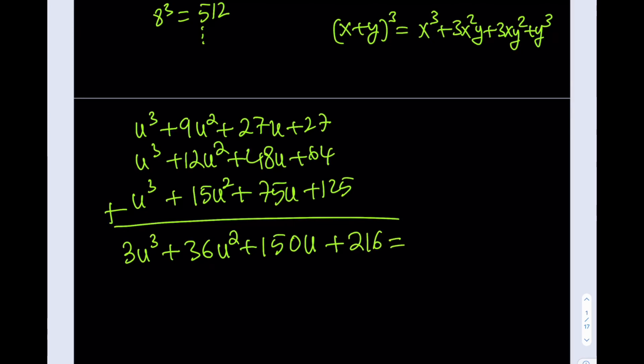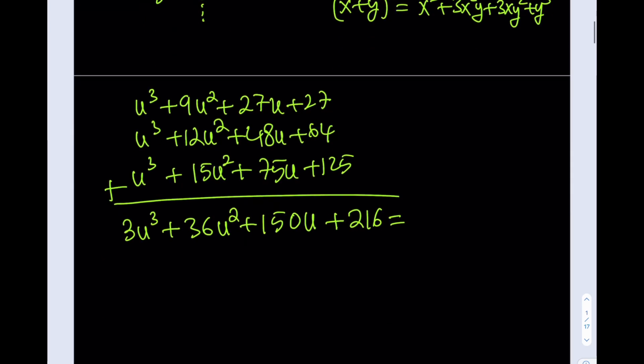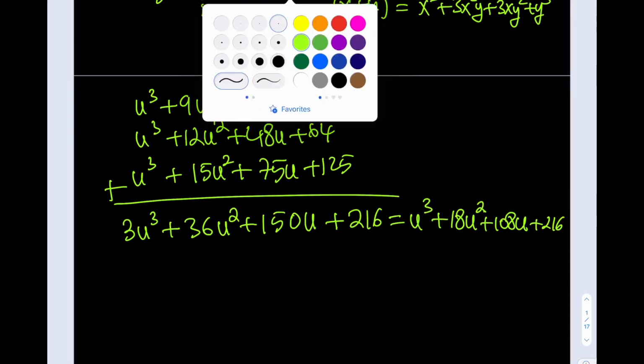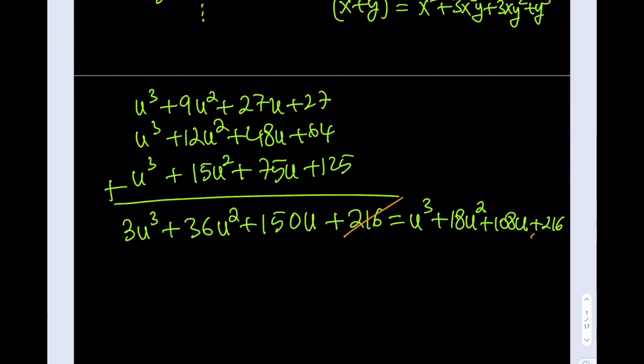And on the right-hand side, I do have (u+6)^3. So let's write that down here. That's going to be u^3 + 18u^2 + 108u + 216. Now, here's where the magic happens. The constant terms are equal. And isn't that beautiful? It's awesome. So we're actually going to cross them out from this point on and continue. So 216 is going to cancel out.